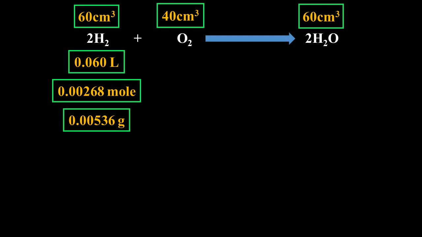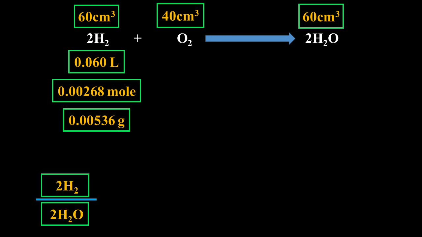So 0.00268 moles of hydrogen translates to 0.00536 grams of hydrogen. So what I did was I multiplied 0.00268 moles times the mass in grams of 1 mole of hydrogen, and that will give me 0.00536 grams.